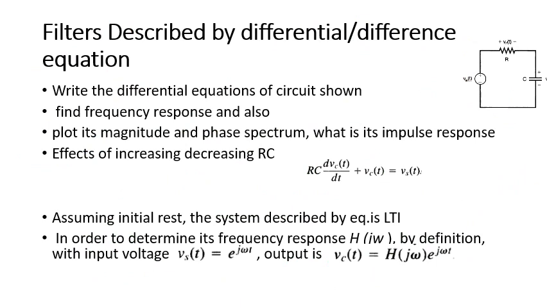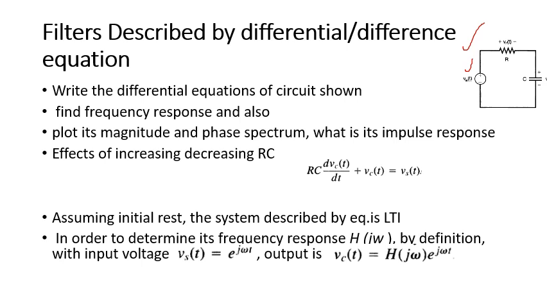So let's discuss the filters described by a differential or difference equation. We have a circuit which we have already discussed: this is the source voltage or the input signal, and this is the output voltage y(t), and this is R. If you look at this one, you understand this is a low pass filter. Why is this a low pass filter? Because as the frequency increases, the voltage across here will start decreasing. I hope you understand why this is so.